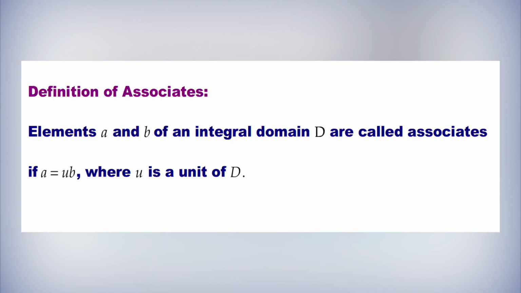Let us see some basic definitions here which will be useful to define unique factorization domain. The definition of associates: elements a and b of an integral domain D are called associates if a equals ub, where u is a unit of D. In previous modules, we had learnt about irreducible ideals and polynomials. Similarly, here we are going to define irreducible element.